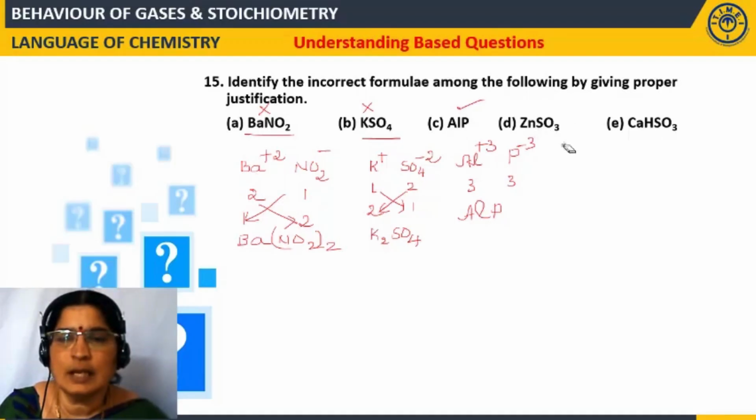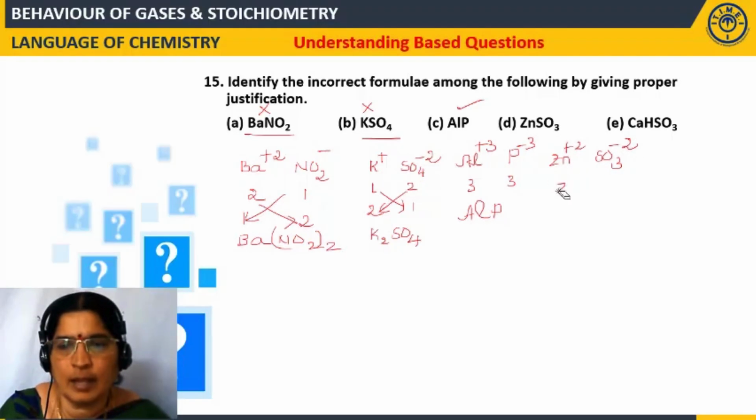It is aluminium phosphide. Now, this is a correct formula. Now, zinc sulfite, Zn plus 2, SO3 minus 2, because it is obtained from H2SO3. So, both are 2. Therefore, it gets cancelled anyway. We will write it as ZnSO3.